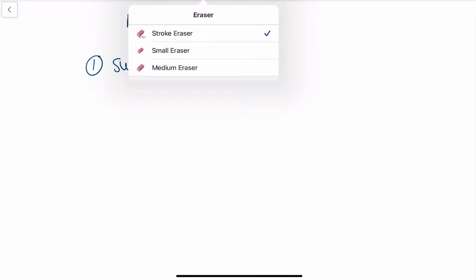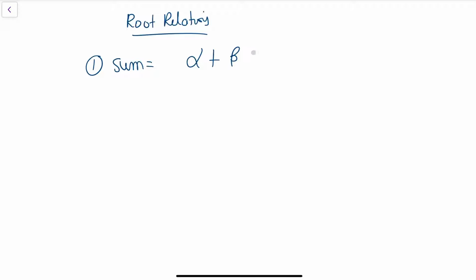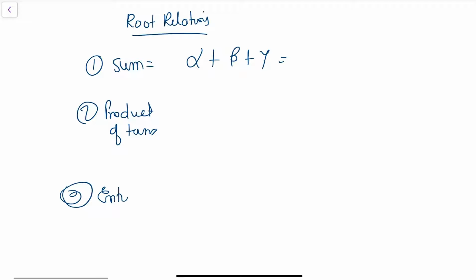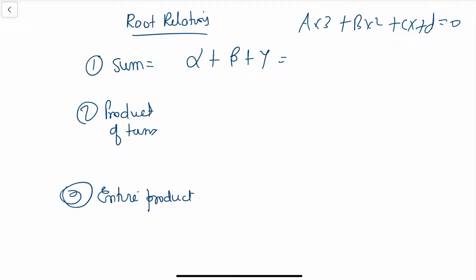Root relations. So what are the root relations in the case of a cubic equation? The first one is the sum, that is alpha plus beta plus gamma. The second one is the sum of products of roots taken two at a time, and the third one is the entire product. Okay, we'll understand what these are. The first one is very direct, alpha plus beta plus gamma. You know your equation is of this form: ax cube plus bx square plus cx plus d is equal to 0.